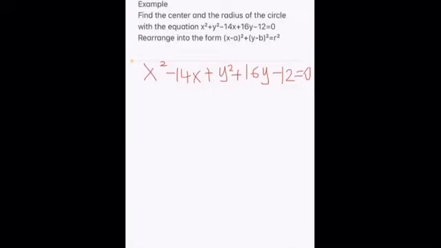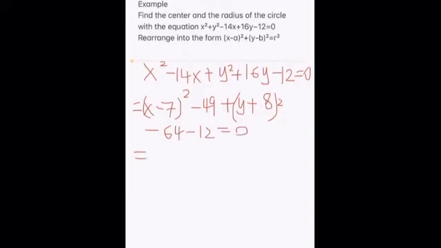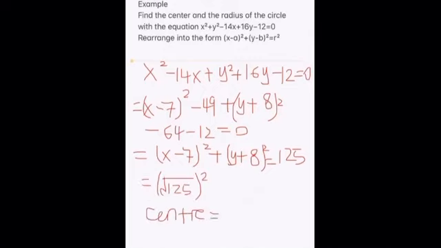And in the end you end up with (x minus 7) squared plus (y plus 8) squared equals 125. So the center is (7, -8), and the radius is the square root of 125, and you know that 125 can be found by multiplying 5 and 25. So the square root of 25 is 5.